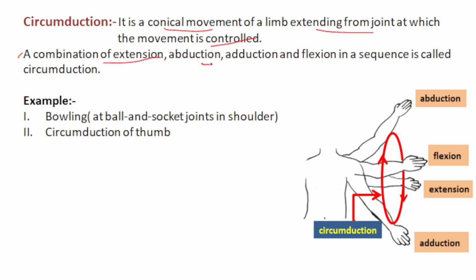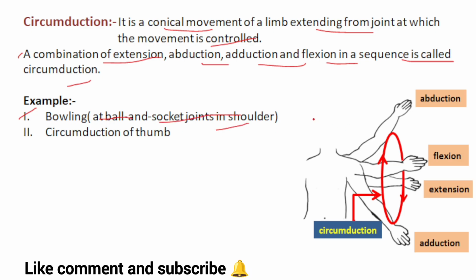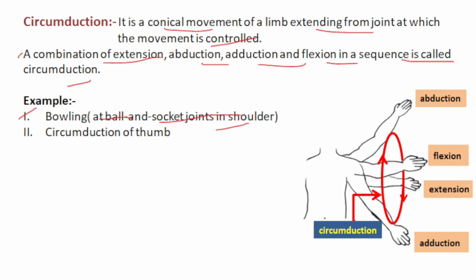Then circumduction. It is the conical movement of the limb extending from joints at which the movement is controlled. A combination of extension, abduction, adduction and flexion in a sequence is called the circumduction. For example, bowling at the ball and socket joint in the shoulder. Maybe you have observed that at the time of bowling, a conical movement occurs in our limb, where our hand extends from the joint, and there is a combination of extension, abduction, adduction and flexion. This movement is called circumduction. You see in this picture, abduction, flexion, extension and adduction all occur at the time of bowling at the ball and socket joint in the shoulder.